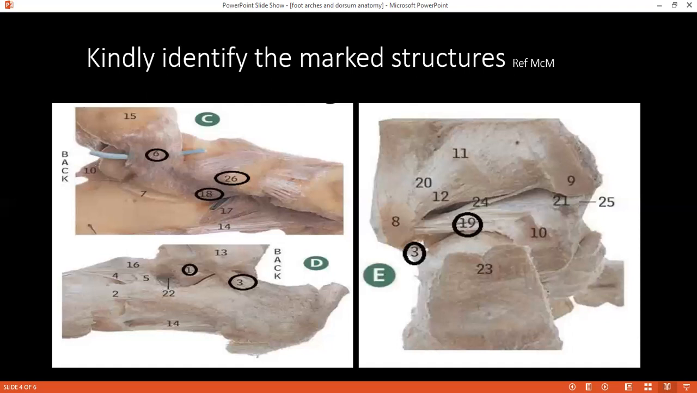Eversion is mainly by peroneus longus and brevis, whereas inversion is mainly by the tibialis anterior and posterior, along with flexor hallucis longus. Okay, what movements are allowed at the ankle joint? Ma'am, at the ankle joint there will be inversion, eversion, dorsiflexion, plantar flexion.